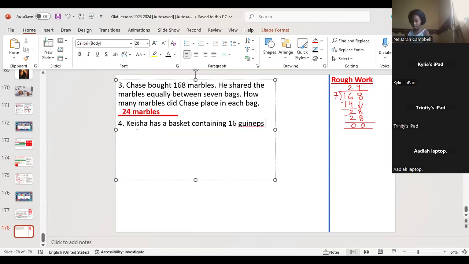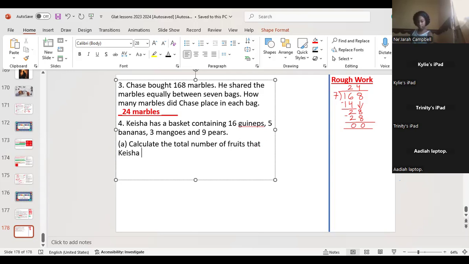So Keisha has a basket containing 16 quinaps, 5 bananas, 3 mangoes, and 9 pears. Part A: Calculate the total number of fruits that Keisha has in her basket.